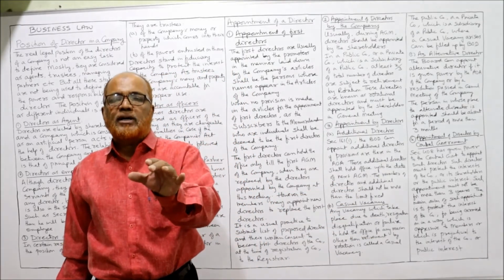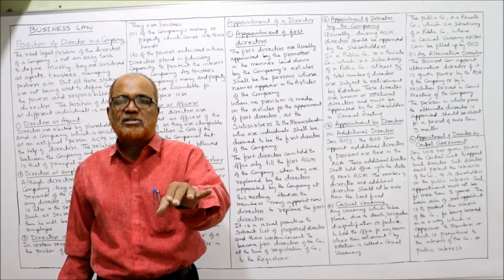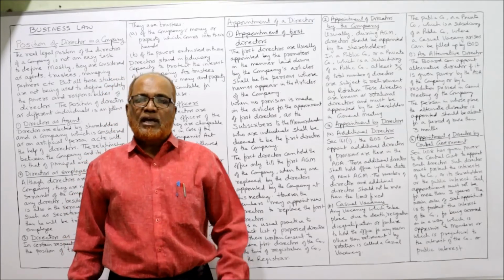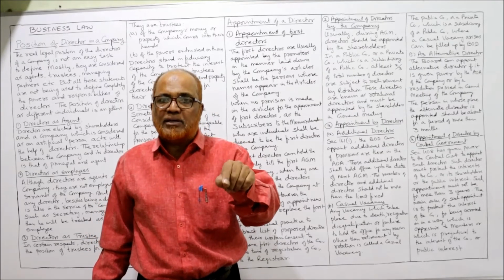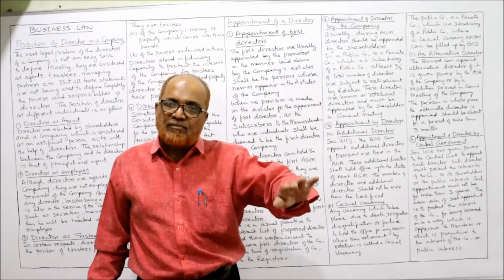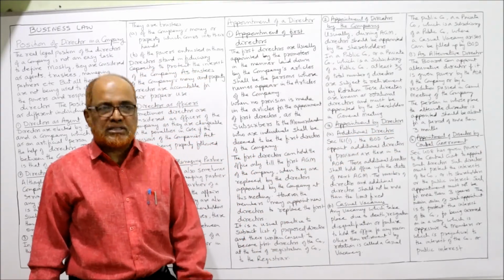An alternative director can be appointed only for a present director who is absent from his office for more than 3 months. If he is absent for less than 3 months, no alternative director can be appointed. If the present director is absent for more than 3 months, then only an alternative director can be appointed.